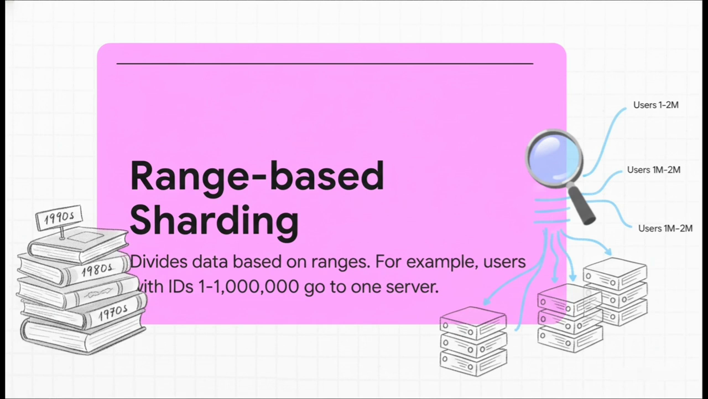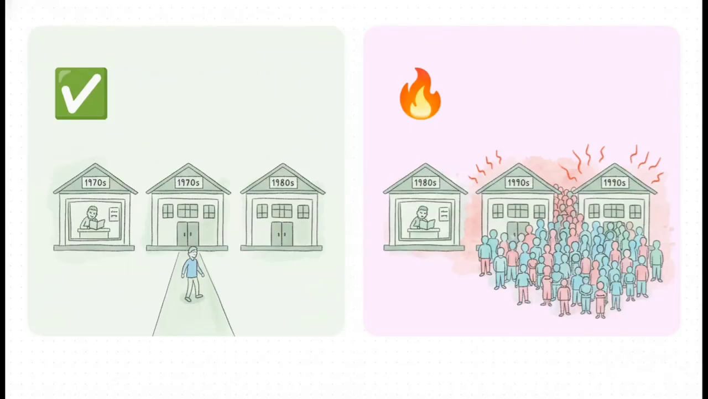In our library analogy, this is like having one branch that only holds books published in the 1990s, another one just for the 80s, and a third just for the 70s. Super organized. And here's where we hit that trade-off. On the plus side, this is incredibly efficient if you need to find stuff in a specific range. Think about an e-commerce site trying to look up all the orders from last month. You know exactly which server, which library branch to go to.